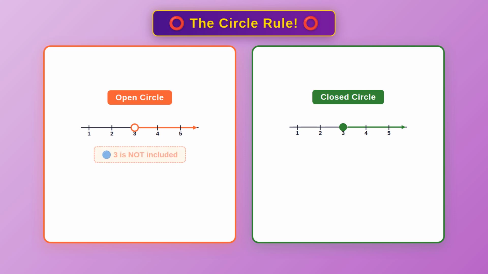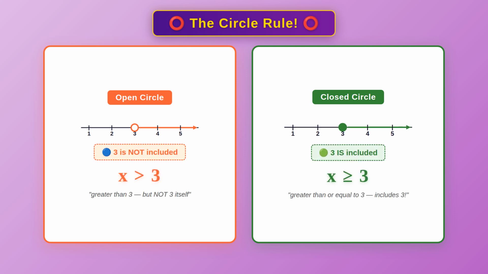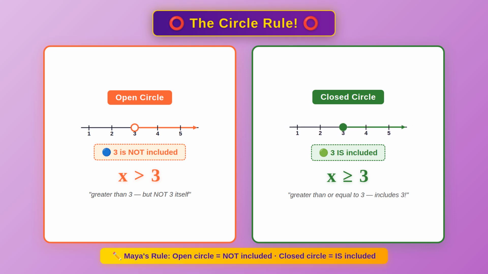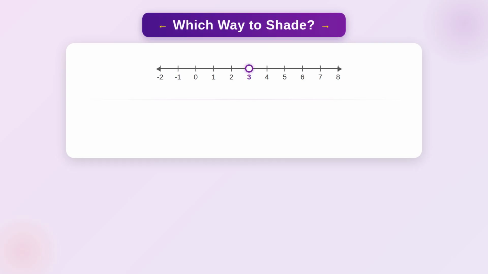Here's the big secret to graphing inequalities: the circle. When the number is not included in the solution, we draw an open circle, like a little empty bubble. When the number is included, we fill it in with a closed circle, like a solid dot. So if we have x greater than 3, the 3 itself is not included, open circle. But if we have x greater than or equal to 3, boom, closed circle. Maya highlighted this rule in yellow. It's that important.